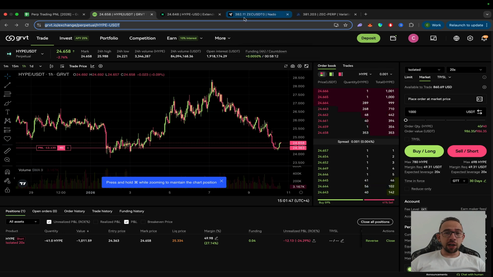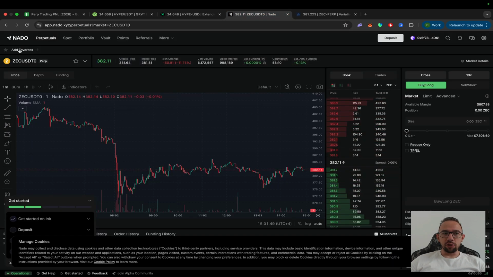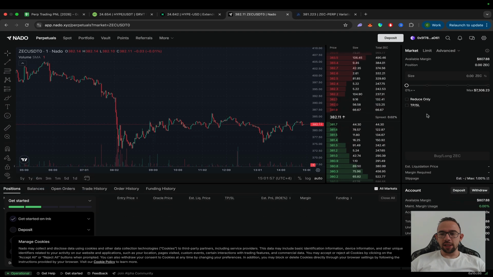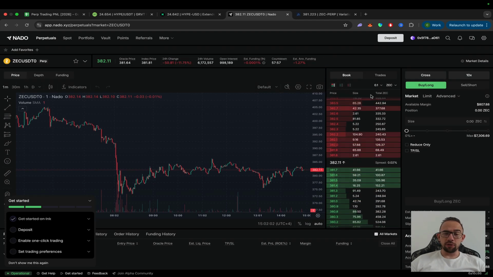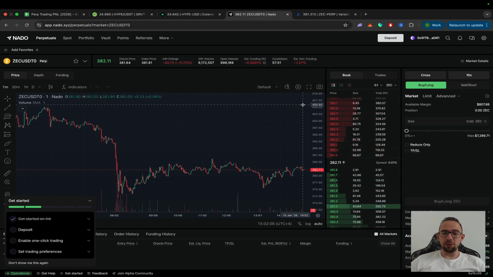Then the new invite code that I got last night is for Neto. I don't know if that's how it's pronounced, Neto. But it runs on the Ink blockchain, which is the layer 2 of Kraken, or the layer 1 of Kraken. I'm not really too sure, but it has its own chain. You can deposit from any chain, and it will just bridge. I have deposited about $800, as you can see here.